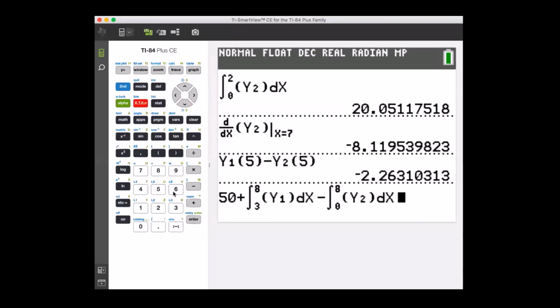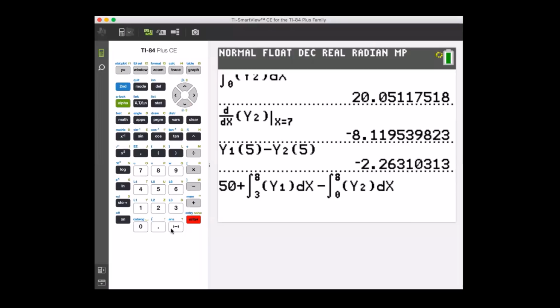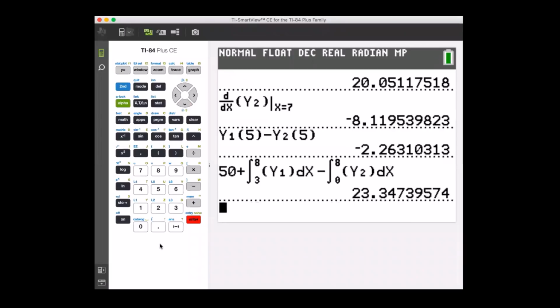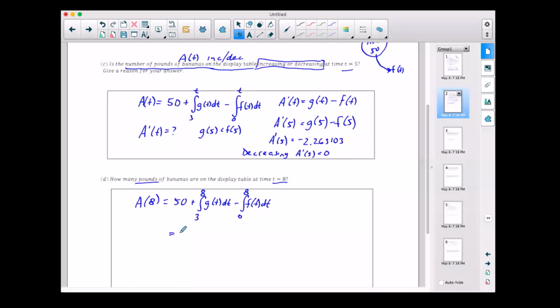And in this case, we can hit enter. And my calculator came up with 23.347395 something, something, something. So going back here, we get 23.347395. And there's our answer. Let's take a look at the scoring guide for that problem.